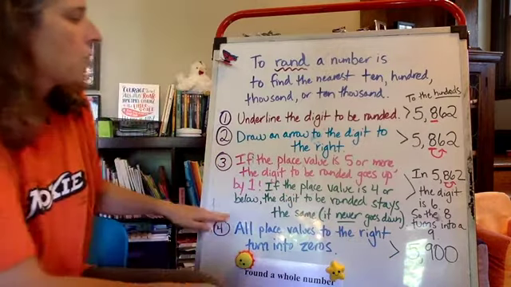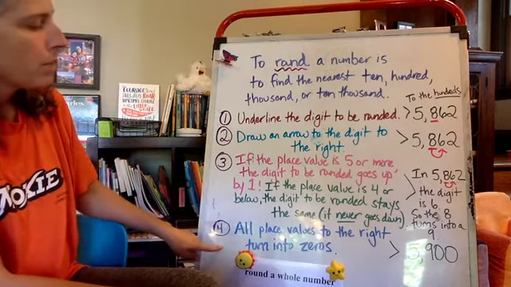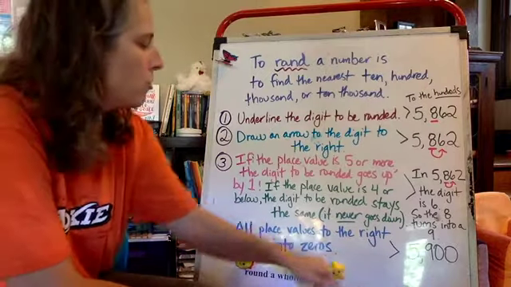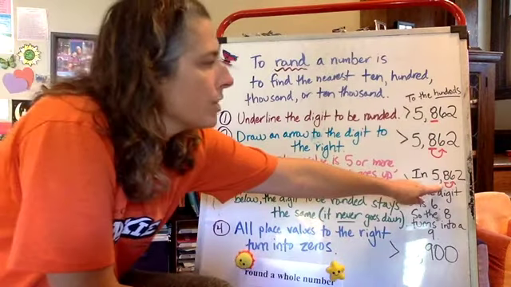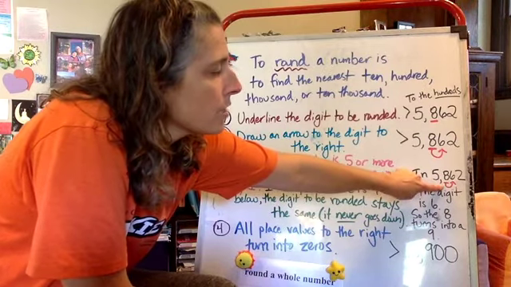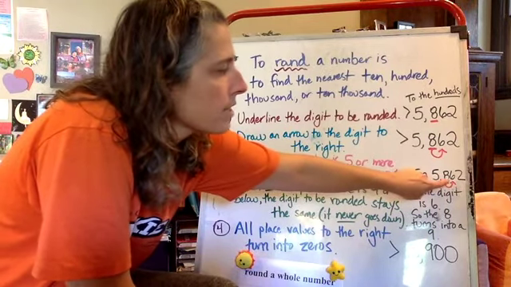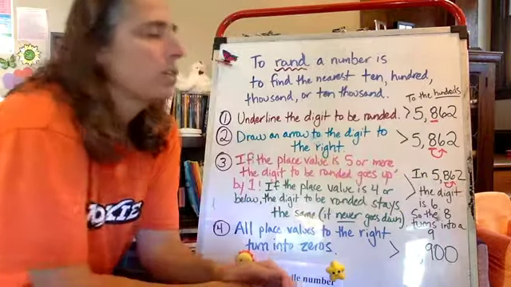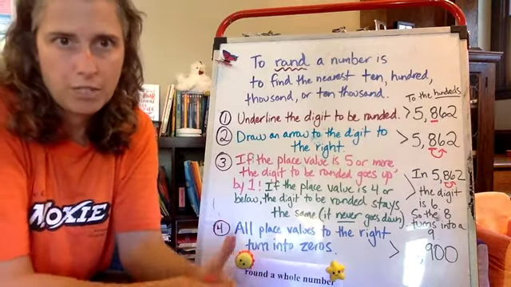Okay? So then what happens after that, for number 4, it says all the place values to the right of the number to be rounded turn into 0. So the 5 stays the same, the 8 turns into that 9 because of the 6. But then the other two place values right there, they turn into a zero.